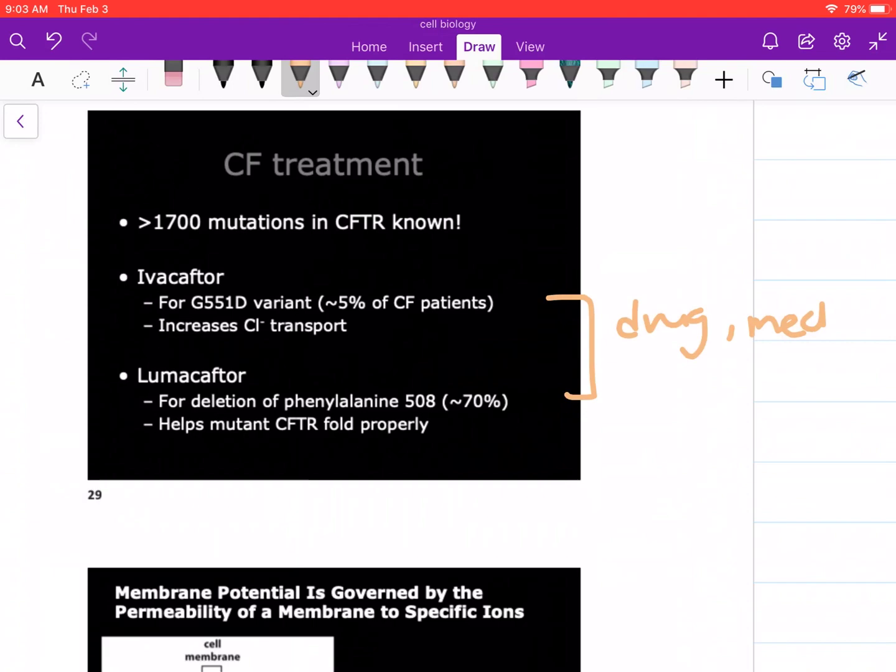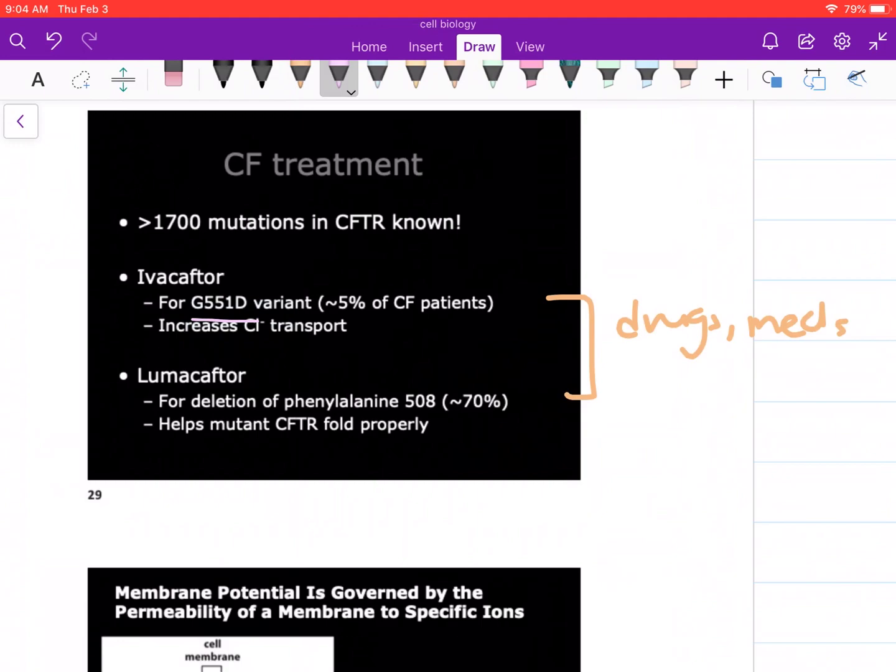Our structure of our protein is important, right? And these drugs were designed to treat those specific mutations. Right, so this one, we're not memorizing this, we're thinking about the principle, right? The principle that the structure of the protein matters. This drug is for this specific variant that makes up about 5% of cystic fibrosis patients. And it is able to increase the transport of chloride ions out of the cell. So it's been pretty successful.